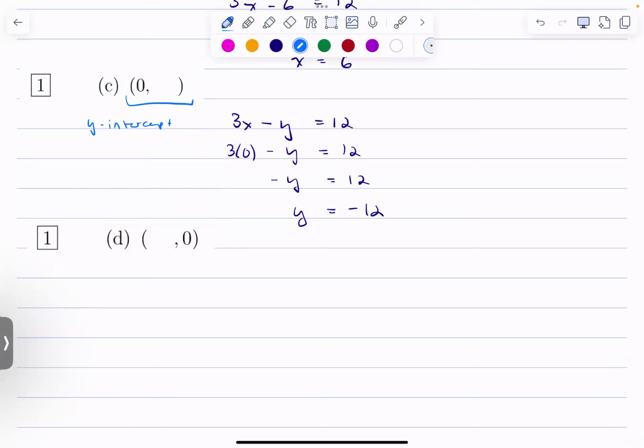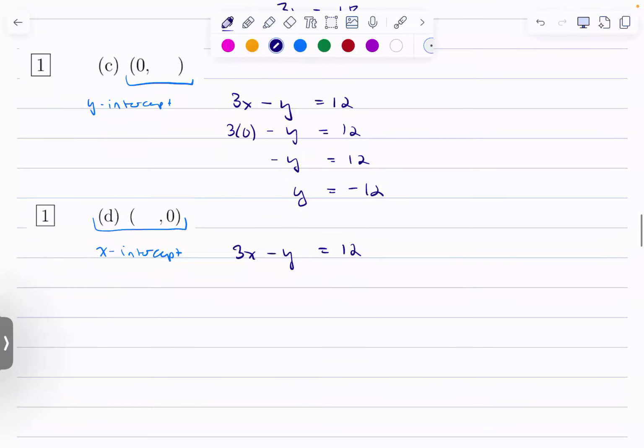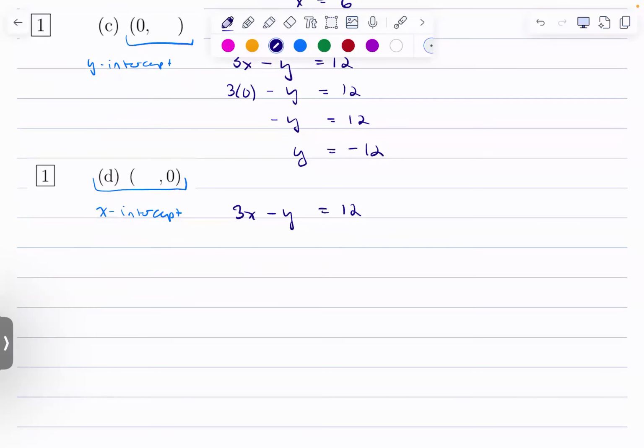So now, when y is 0, this is the x-intercept. Right, so some implied things here. 3x minus y is equal to 12. Kind of boring to use the same equation the whole time, but four pretty reasonable marks to be had.